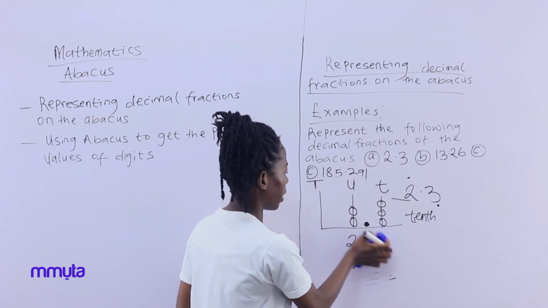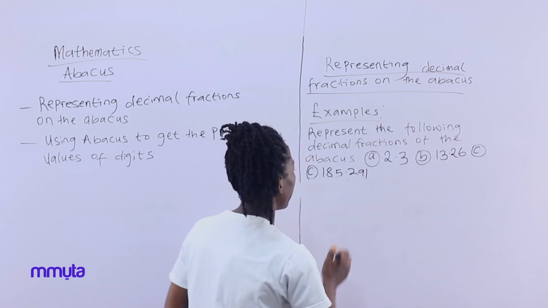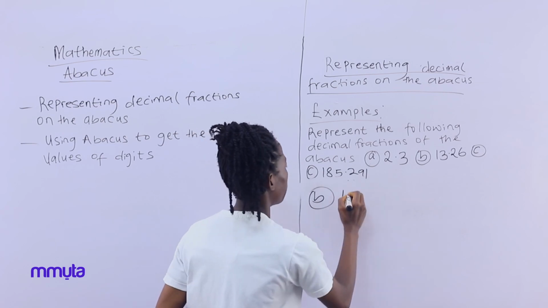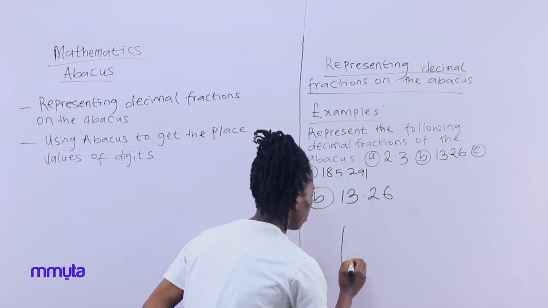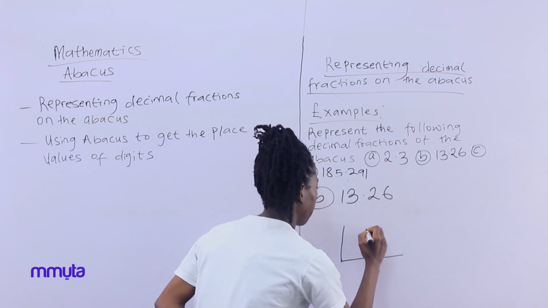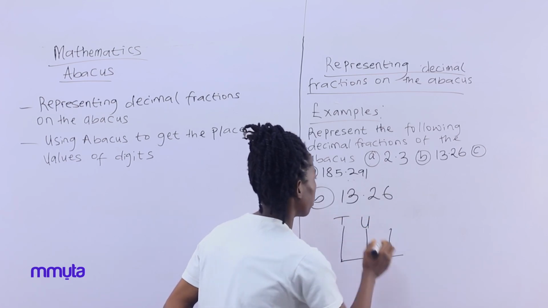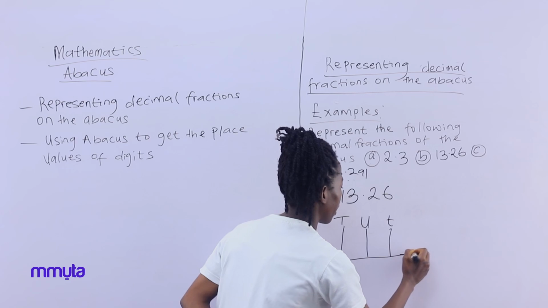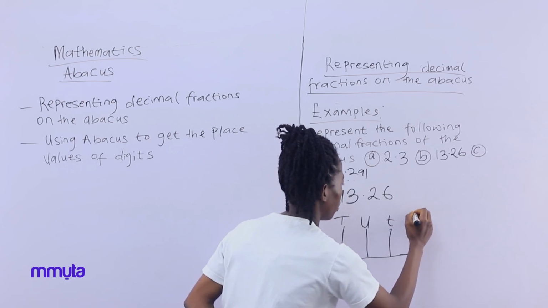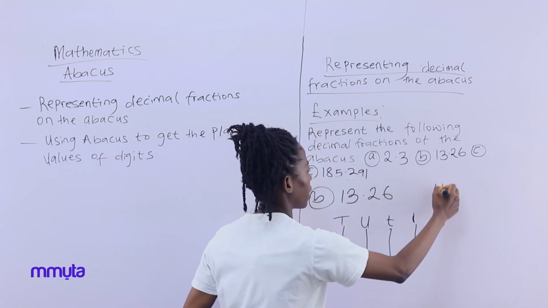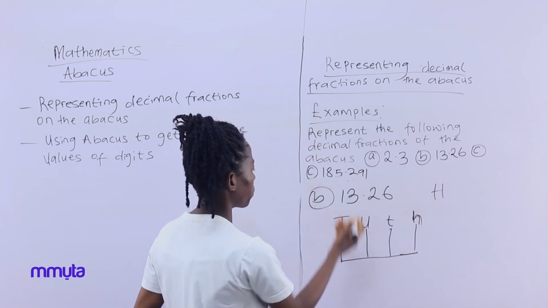We're going to take the second example quickly. So we have B, which represents 13.26 on the abacus. So we have your tens, units in capital, then you have your one-tenth, and then your one-hundredth. Remember that the hundred is represented in capital letter, but here the hundredth is to be represented in small letter. So we're going to represent them.